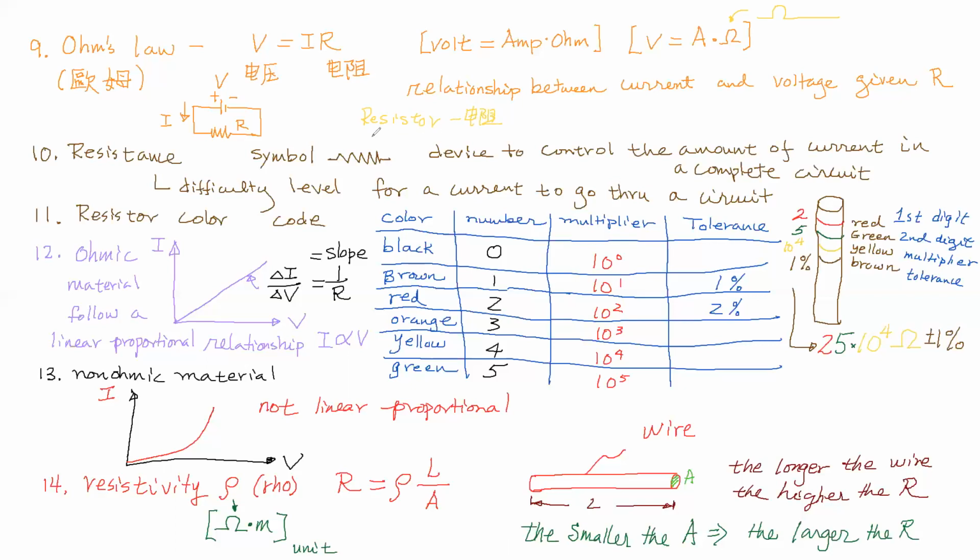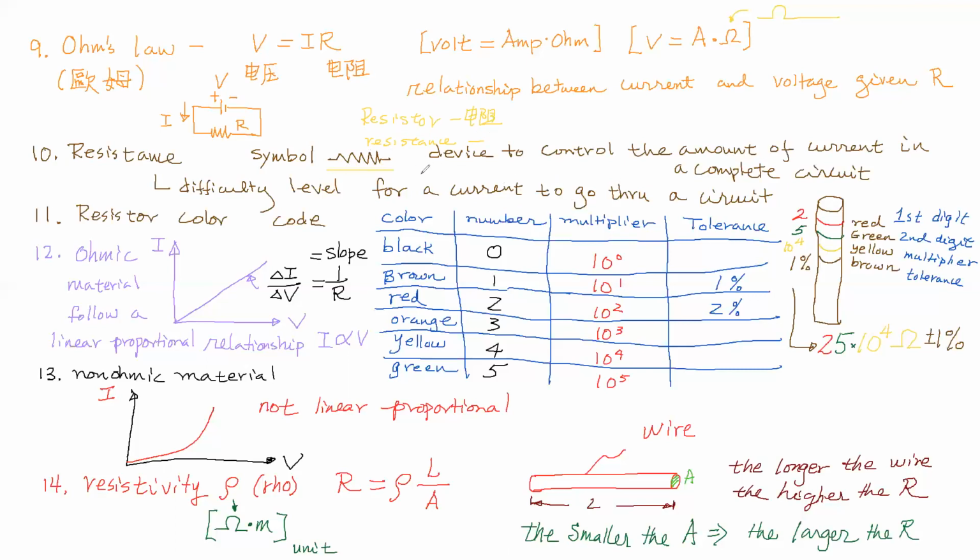Resistance is the difficulty for the current to go through. This is the difficulty level. The resistance symbol is this.